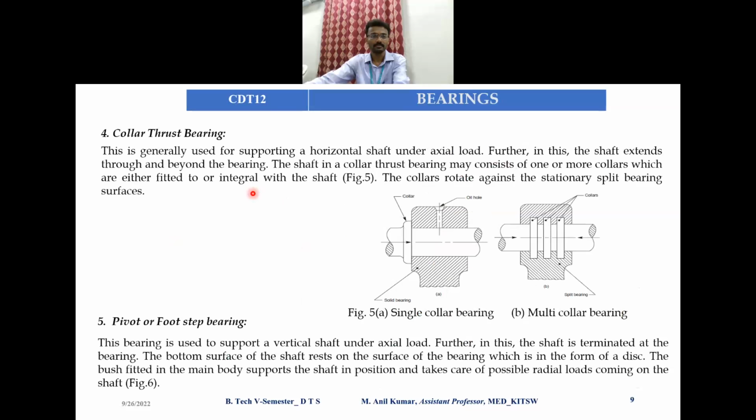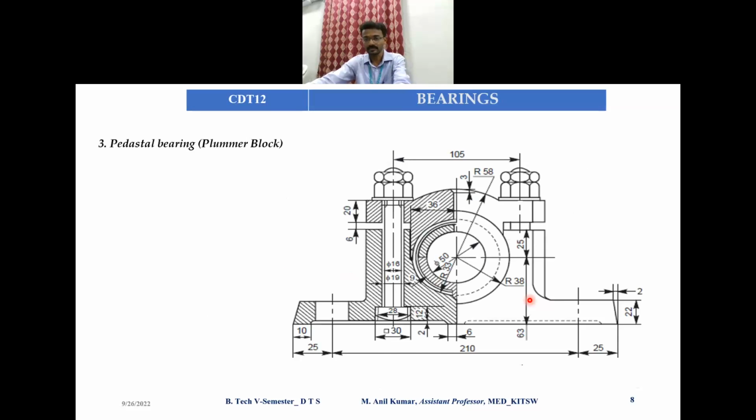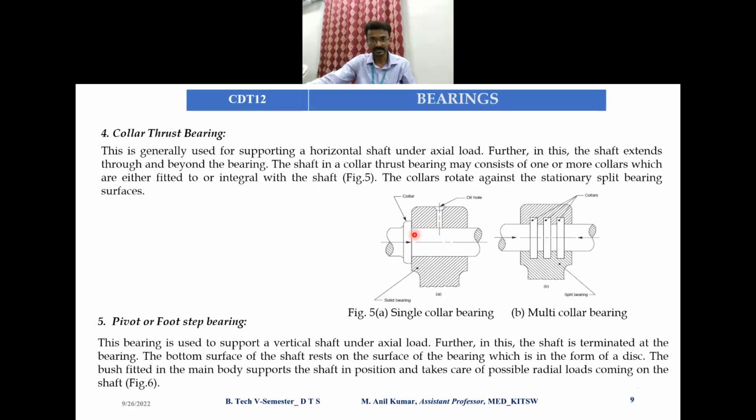So the next one is the collar thrust bearing, generally used to support horizontal shafts like this. It will have a single collar or multi collars. This one is a single collar thrust bearing. This is a multi collar thrust bearing.